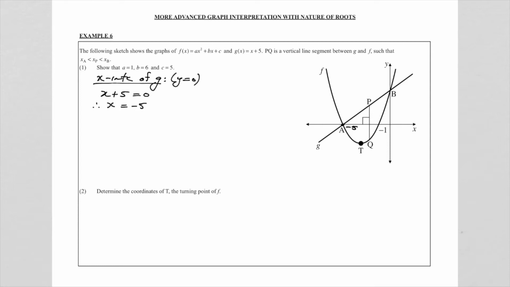Now for the y-intercept of g, so I'm going to find the y-intercept of g. So that is where we substitute x with 0. So that means that y will be equal to 5. And that 5, I'm going to put right here at B. That is the y-intercept. We are now ready to start with the equation of the parabola.